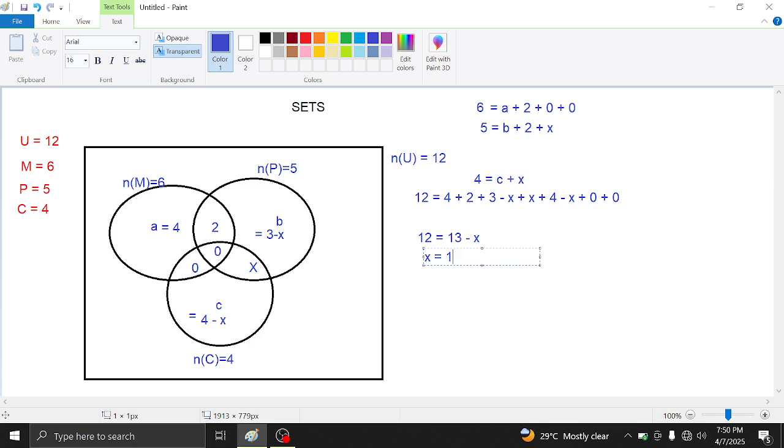We've been able to find that one. And the question also asks us to find teachers who teach only physics. Those who teach only physics is this part, which is B, 3 minus X, and X is 1. So 3 minus 1 is going to be 2. So those who teach only physics is going to be 2.